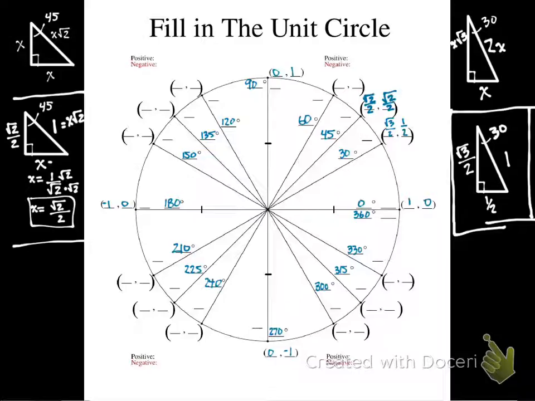Next one. I'm not going to draw the triangle. I want to see if you can get it this time. If I draw a line from the center to this 60-degree mark, working with your neighbor, figure out the ordered pairs here.